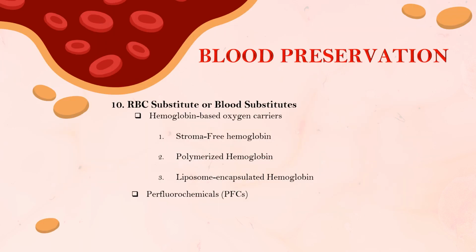We also have here RBC substitutes or blood substitutes. These are categorized into hemoglobin-based oxygen carriers and perfluorochemicals. For hemoglobin-based oxygen carriers, we have stroma-free hemoglobin, polymerized hemoglobin, and liposome encapsulated hemoglobin. So question number two for your individual activity: briefly discuss RBC substitutes from hemoglobin-based to perfluorochemicals.